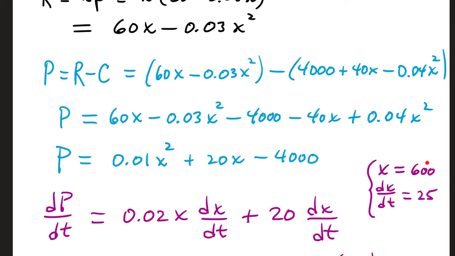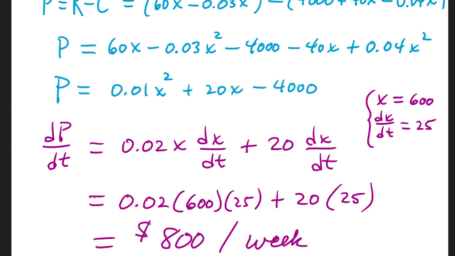We have an x value of 600 and a dx dt value of 25 from the description in the original problem. Carefully substitute those in. You'll have 0.02 times 600 times 25 plus 20 times 25, giving you a rate of change in profit of $800 per week.